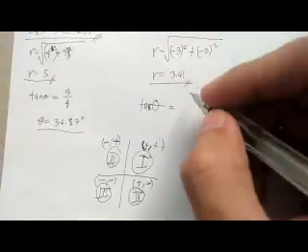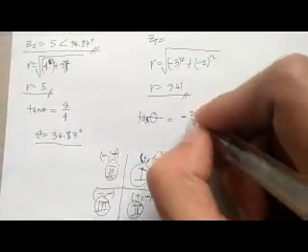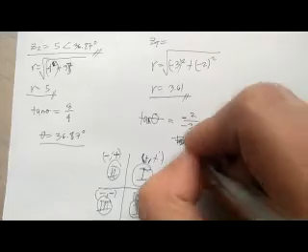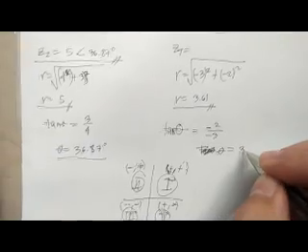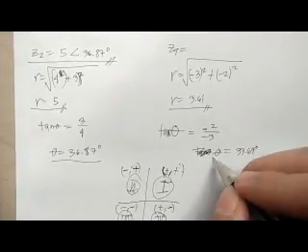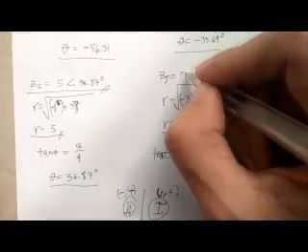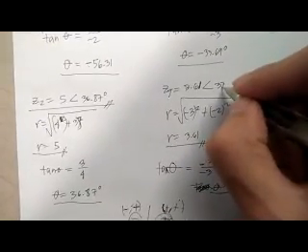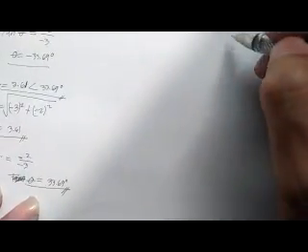So tan theta is equal to negative 2 over negative 3. So theta is equal to 33.69 degrees. So we have Z4 is 3.61 angle 33.69 degrees. So this time we are going to plot all of them.